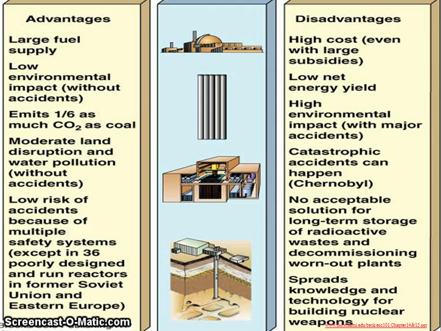Okay, advantages and disadvantages of nuclear power. The advantages: there's a large supply, there's a low environmental impact without any accidents. It emits about 1/6 the amount of carbon dioxide, that greenhouse gas, as coal does. There's moderate land disruption and water pollution, again without accidents. There's a low risk of accidents because of multiple safety systems, except in 36 poorly designed and run reactors in the former Soviet Union and Eastern Europe.